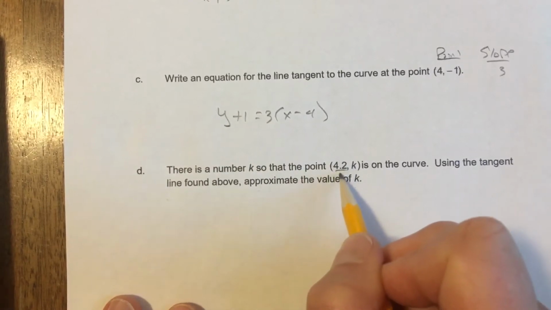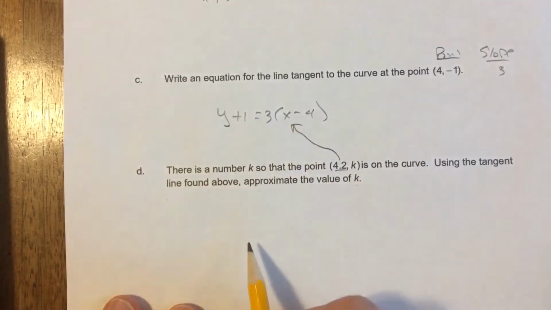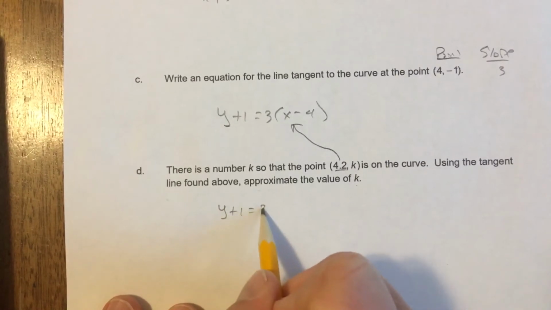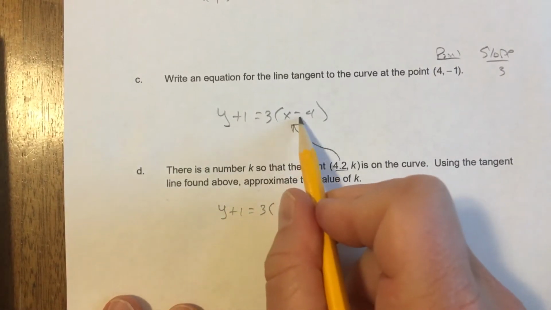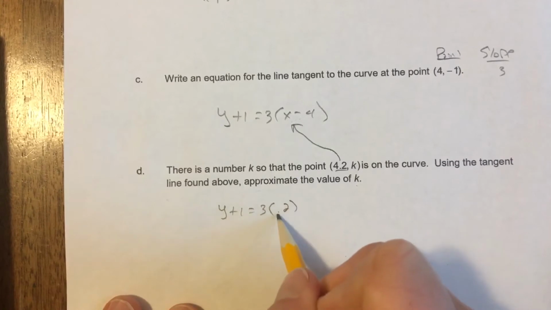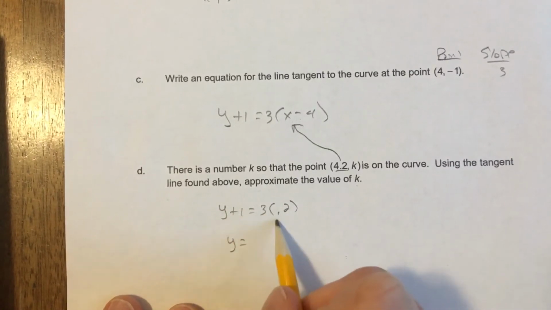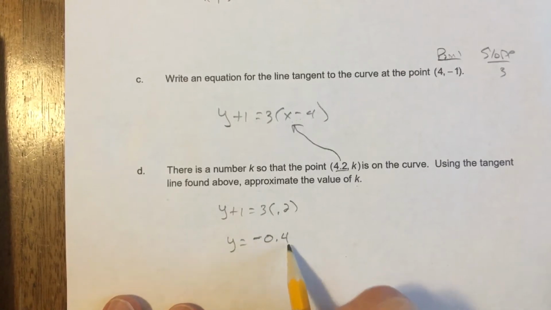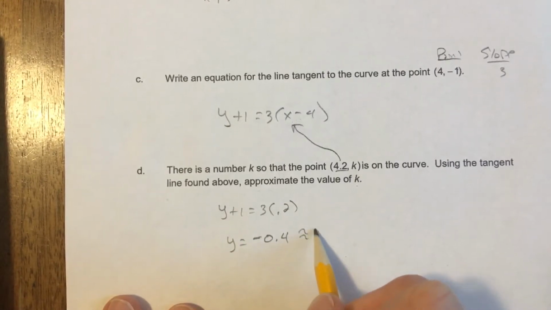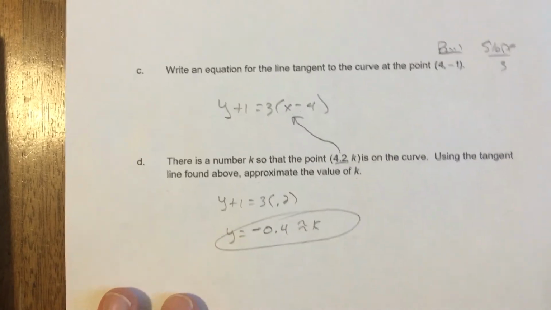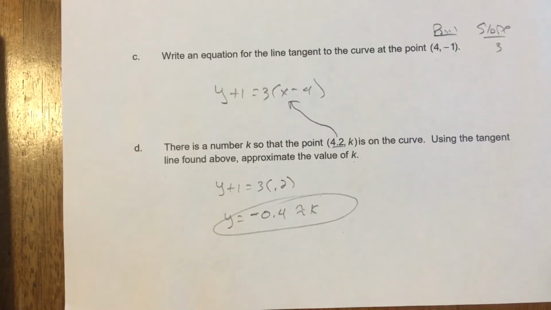So in other words, 4.2 is in the x spot. Put that in the x spot here. We'll get y plus 1 equals 3 times (4.2 minus 4), which is 0.2. So now I get y equal to 0.6 minus 1, which is negative 0.4. And that's the approximation of k for us. Right. So not too bad.